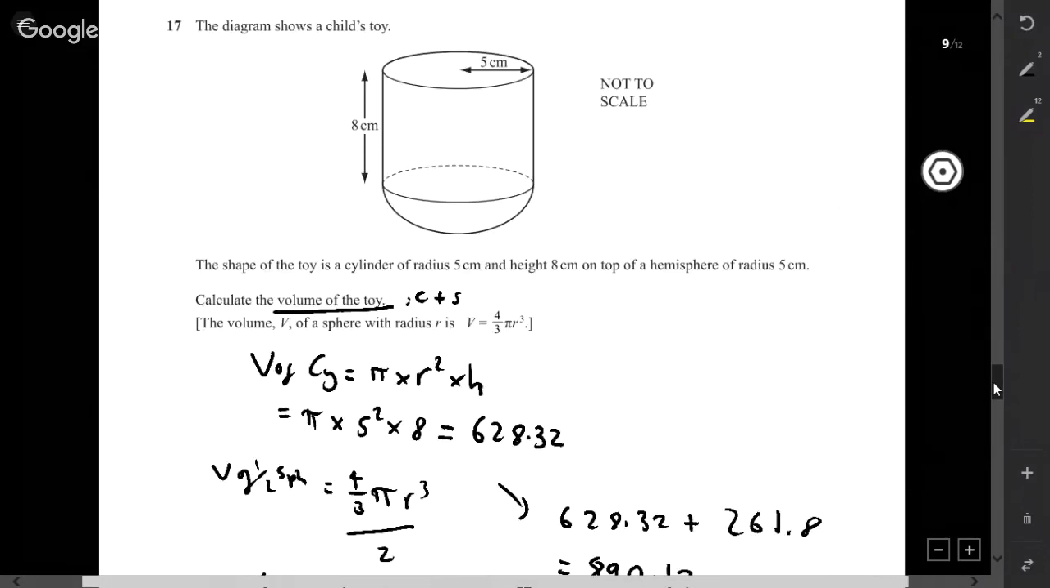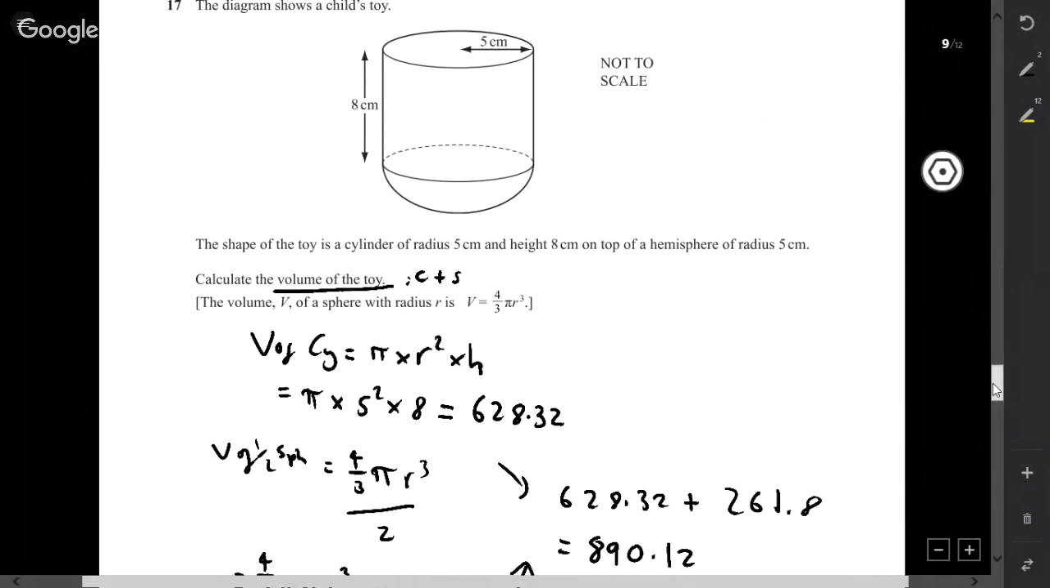Okay, next up, this is all about volume. So here is a toy. We've got a cylinder and we've got a hemisphere. First of all, the volume of a cylinder is something that you need to learn. It's pi r squared h, where h is height. And they've kindly given you the volume of a sphere. Note that this is the volume of a sphere, not a hemisphere. Therefore, we need to divide all of that by 2 so that we just get the hemisphere.